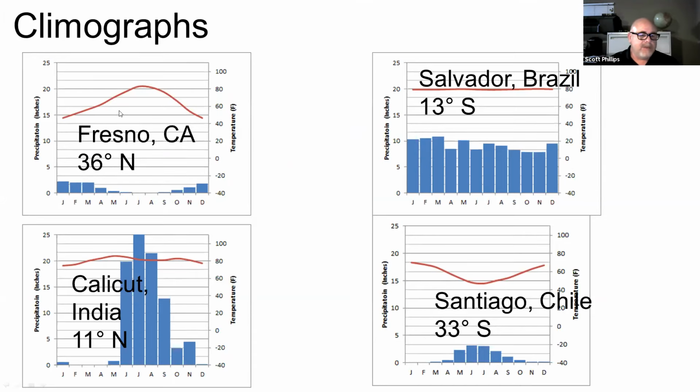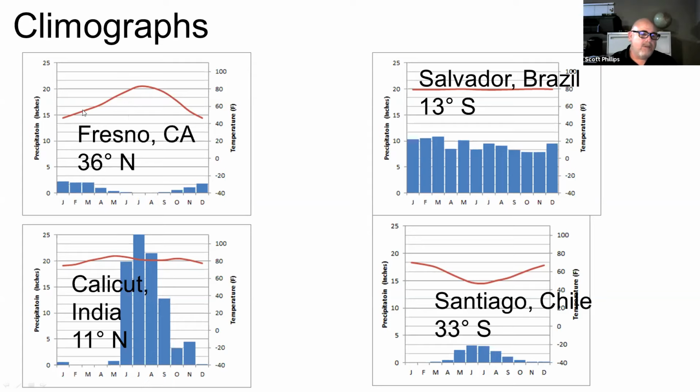And so this is the graph we just showed for Fresno, California. And we're in the mid-latitudes, 36 degrees north. We're well outside of the tropics. If you recall, the tropics extend from about 23.5 degrees north to 23.5 degrees south. Fresno is above that, as is Santiago, Chile, below that. So Santiago, Chile is in the southern hemisphere. Fresno is in the northern hemisphere. And these two other examples are more in the tropical zone, nearer to the equator.